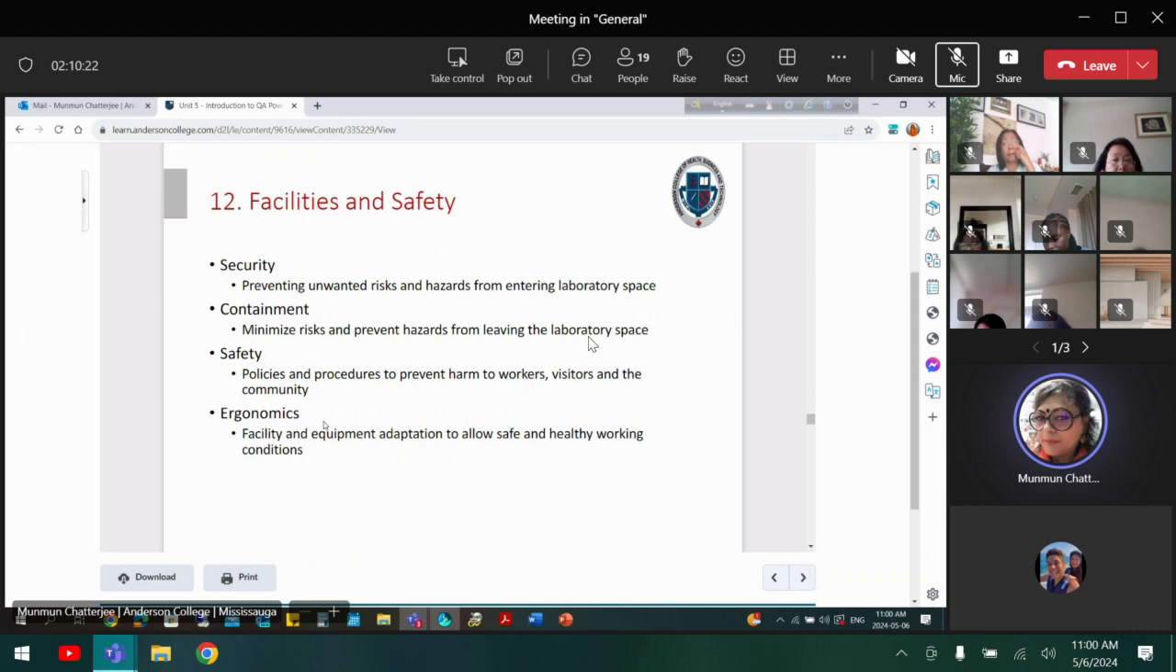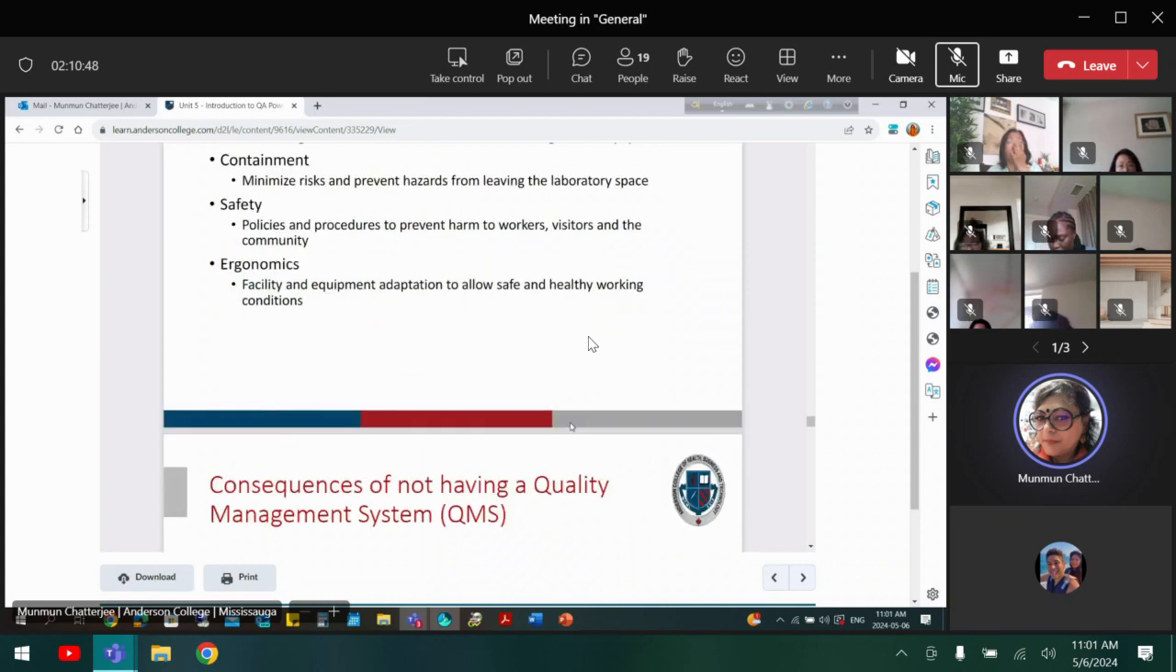Safety. Policies and procedures to prevent harm to workers, visitors, and the community. That's why you have security guards in hospitals, and policies or procedures so that you are protected. Ergonomics: what equipment are you using? You have to allow safe and healthy working conditions.